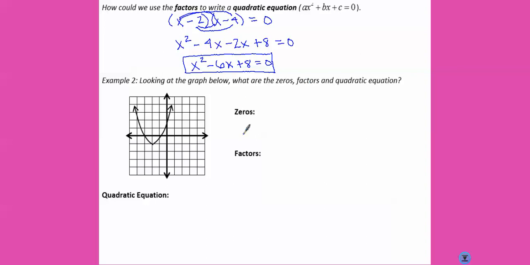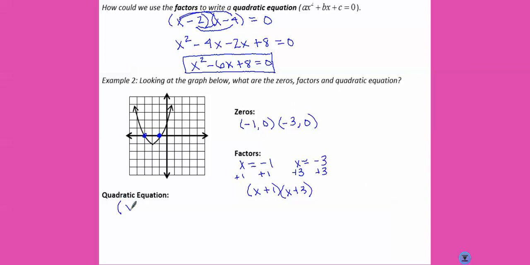So let's try it again. All three things for example number 2. Find my zeros. So (negative 1, 0) and (negative 3, 0). I have x equals negative 1 and x equals negative 3. Add 1 to both sides. I get a factor of x plus 1. Add 3 to both sides. Get a factor of x plus 3.